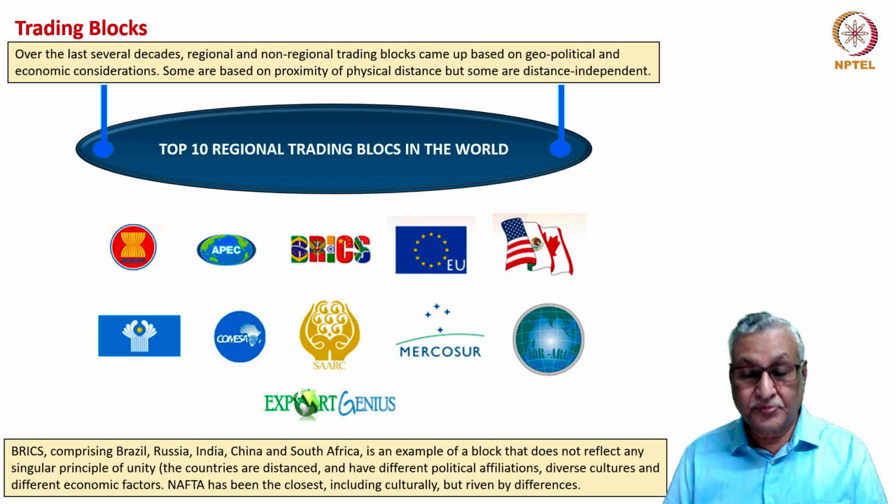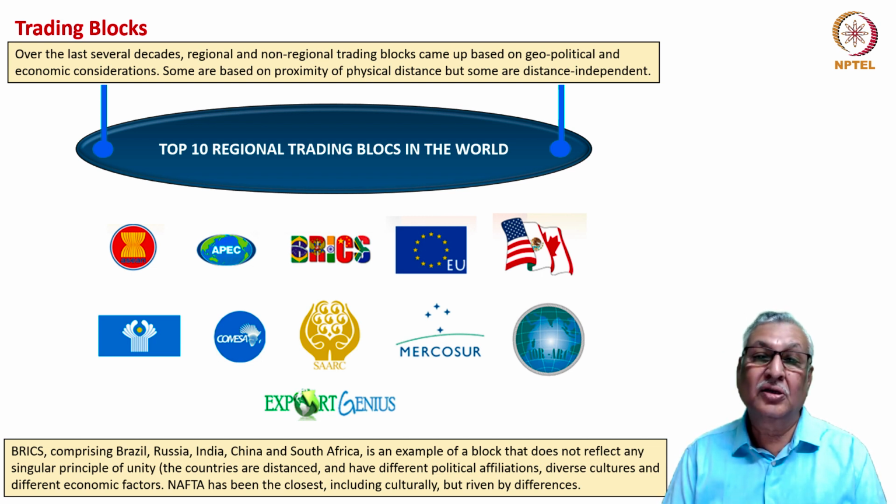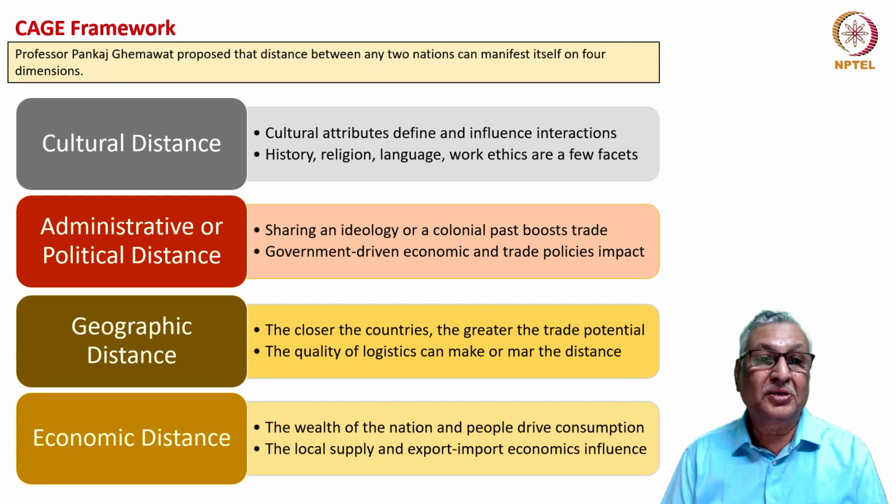In terms of having closeness and proximity, NAFTA has been the closest, including cultural closeness. However, NAFTA itself was driven by differences. The CAGE framework in that context comes up with an intellectual solution for a global strategy development. It said 4 distances are of prime importance in driving globalization: cultural distance, administrative or political distance, geographic distance, and economic distance. What are the cultural attributes that define the cultural distance?